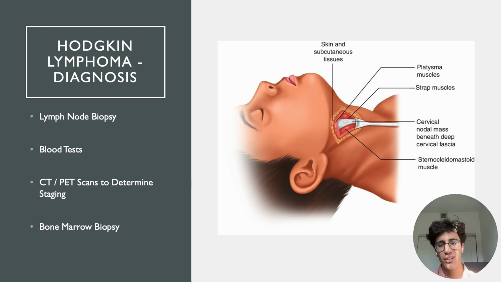Blood testing, specifically flow cytometry, is done to diagnose Hodgkin lymphoma. CT and PET scanning is done to determine staging, and rarely, and it's not routine anymore, a bone marrow biopsy may also be needed.